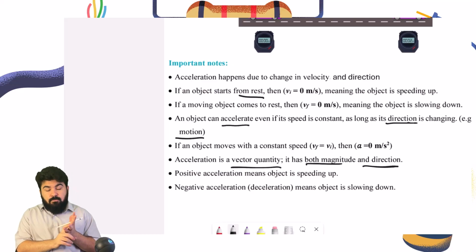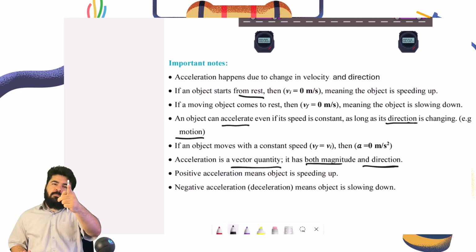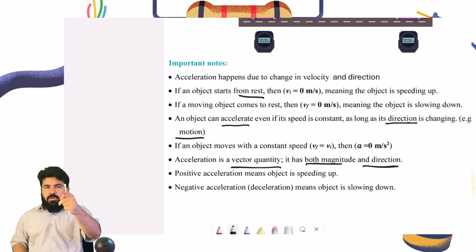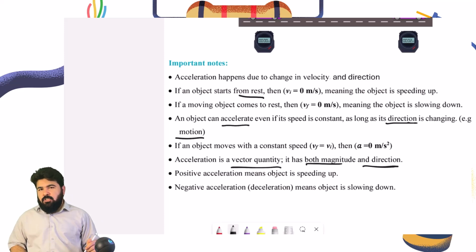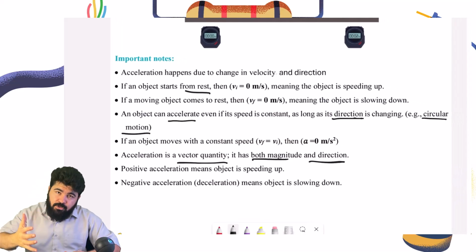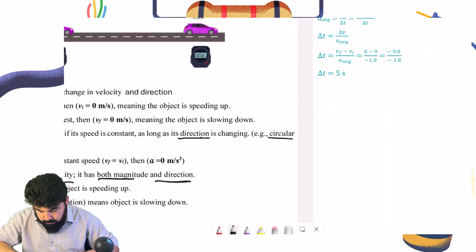Displacement, velocity and acceleration are all vector quantities. What is a vector quantity? A vector quantity has both magnitude and direction. What is a scalar quantity? It only has magnitude. So acceleration is a vector quantity. It has both magnitude and direction.